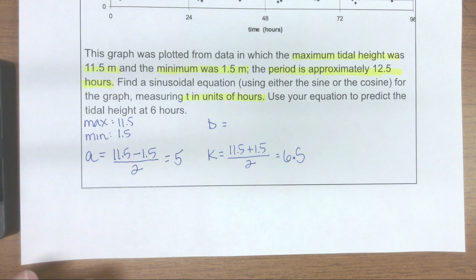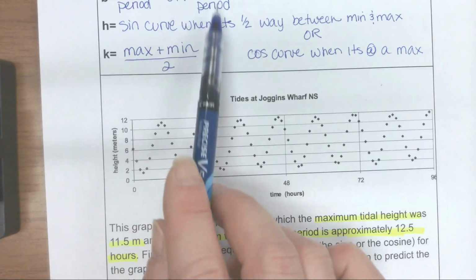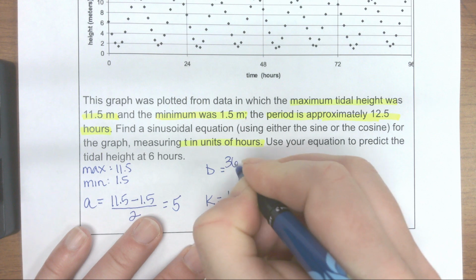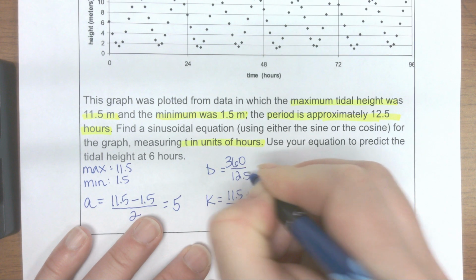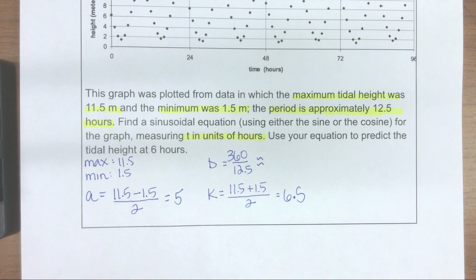Okay. Were you given the period? Were we given the period? 12.5 hours, right? Okay. So when I'm looking at the period then, 12.5 hours for B, we're going to use either 360 or 2 pi divided by the period. So it's either 360 divided by 12.5, which is what? Is that exact?